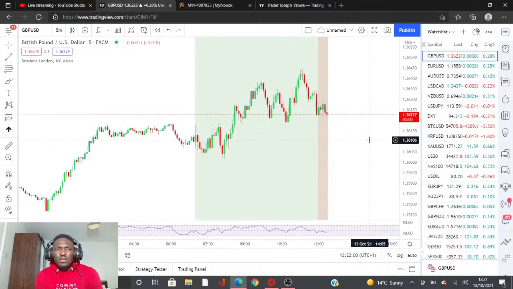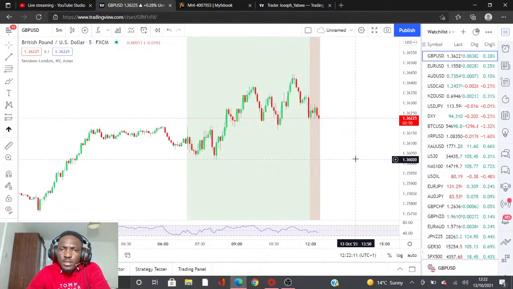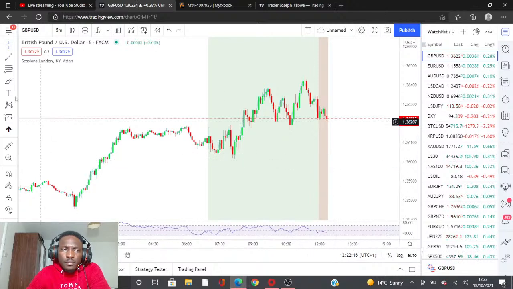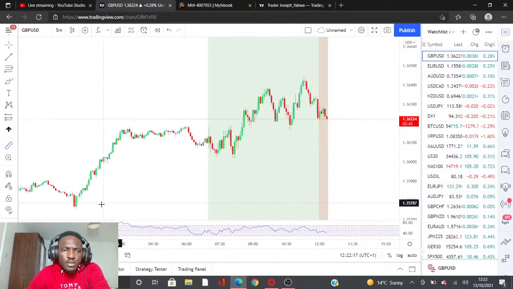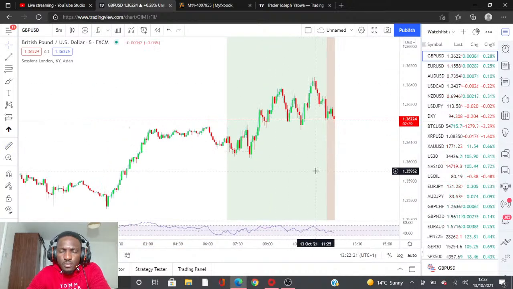As we wait for this market to do what it's going to do, it looks like it's correcting. Let's see what the plan of the market is going to be for today.